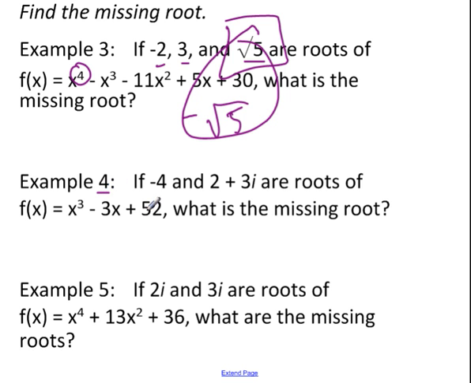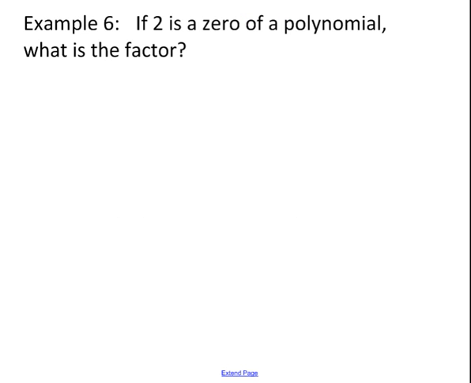So same thing here, example number 4. If we've got negative 4 and we've got this 2 plus 3i, what's the one that's missing? 2 minus 3i, because things with i's always come in the pairs of plus and minus. So we just write that one out. Here, example 5, we've got a 2i and a 3i. Well, what's missing? A negative 2i and a negative 3i. And yes, this seems like, man, this can't really be that easy. Yeah, it is. That's really it.